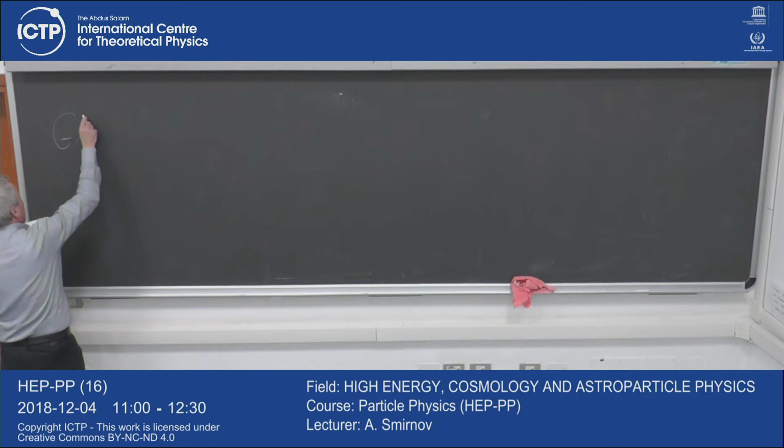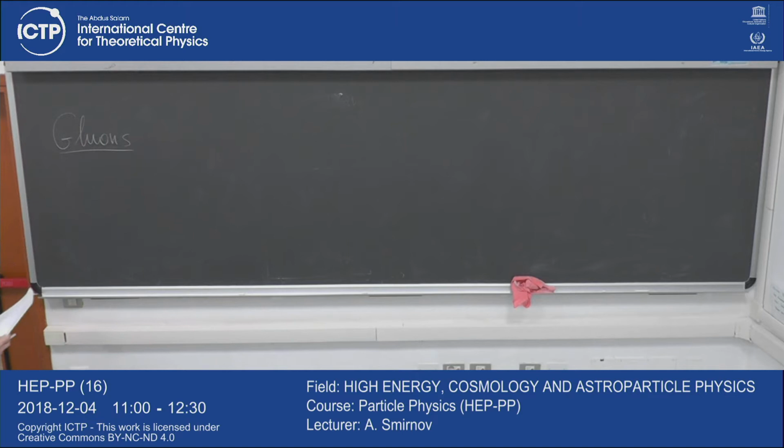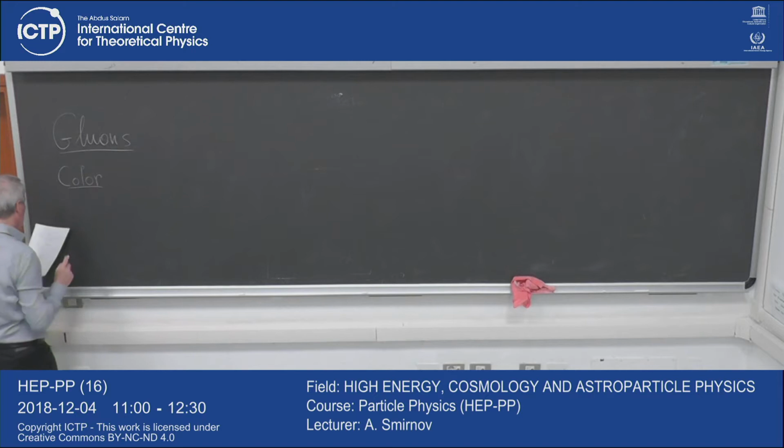Gluons. So let me start with history, and first what I want to discuss is color. What is this color? What is this degree of freedom? Color was introduced in 1964, I think, in attempts to resolve the following problem: the problem of the existence of hadrons such as delta plus plus.